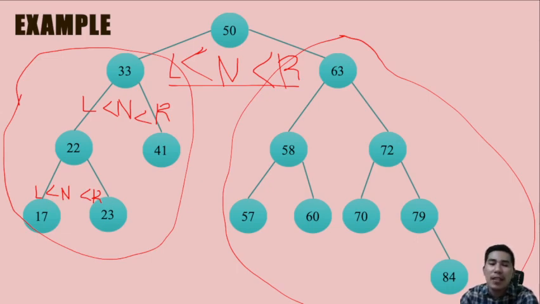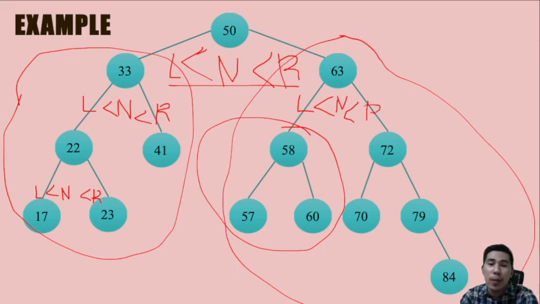As you can see, 57 is less than 58, and 58 is less than 60, and then 70 is less than 72, and 72 is less than 79. What you have right here as the left subtree of this right subtree, all these nodes are less than the parent node, which is 63. So 57, 58, 60 respectively. And of course, this node right here is less than its right nodes or right subtree. So the left node is less than the parent node, and the parent node is less than the right node.